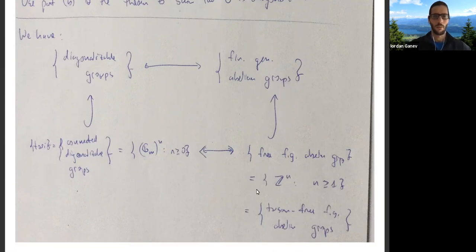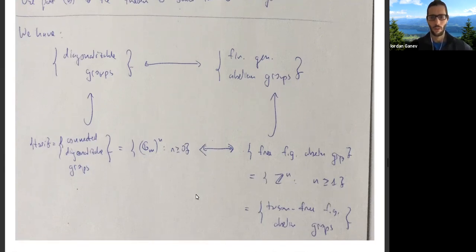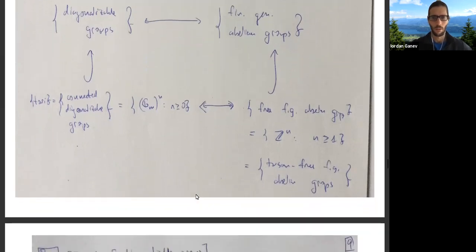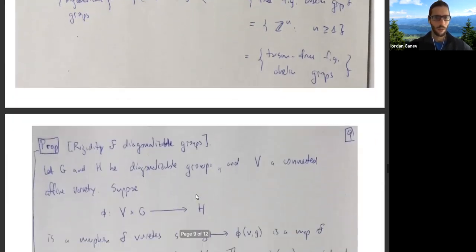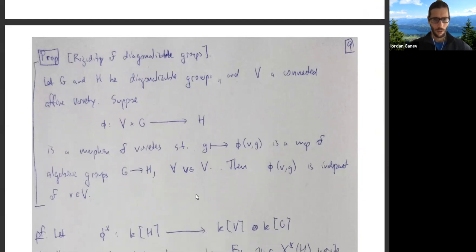Yeah, I think Shivi discussed that in more detail in the TA session. So it just comes from the construction, and I also sent an email about it. So we had that, and then there was this result about the rigidity of diagonalizable groups.